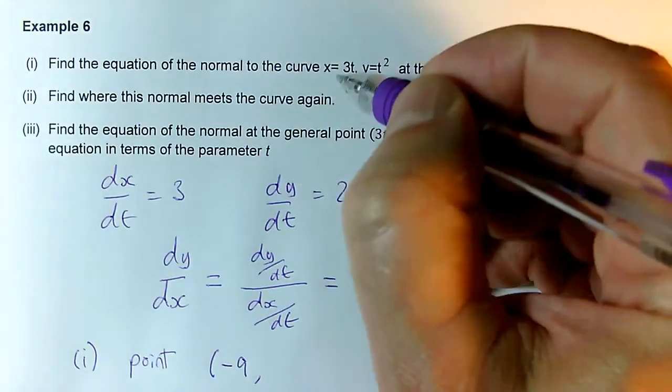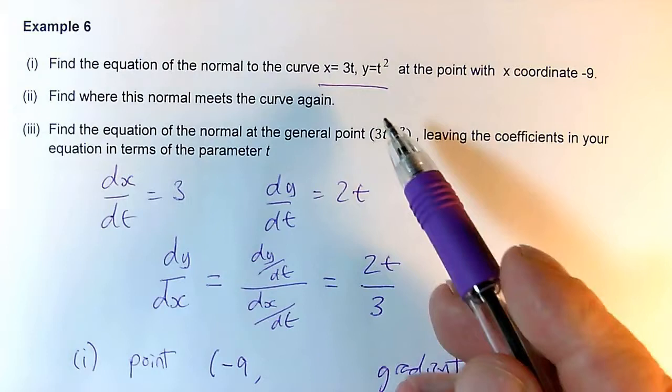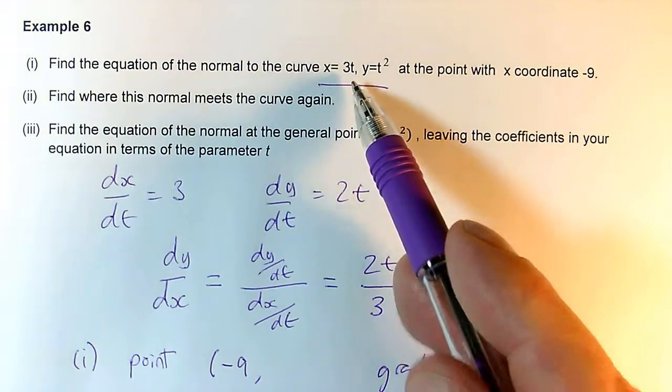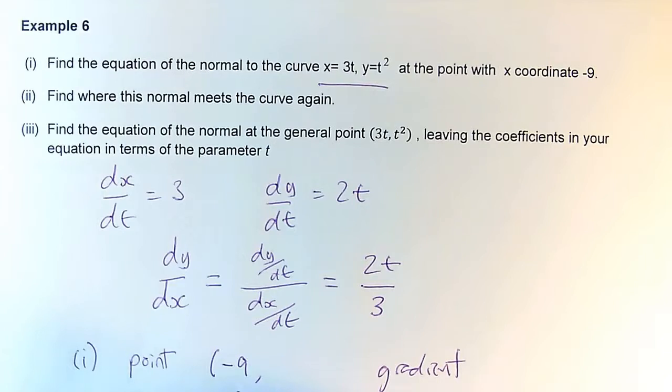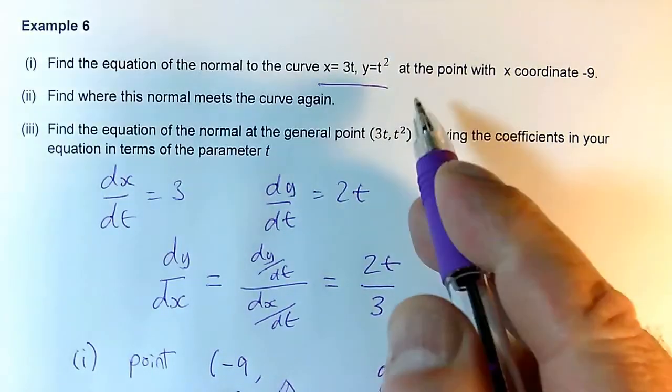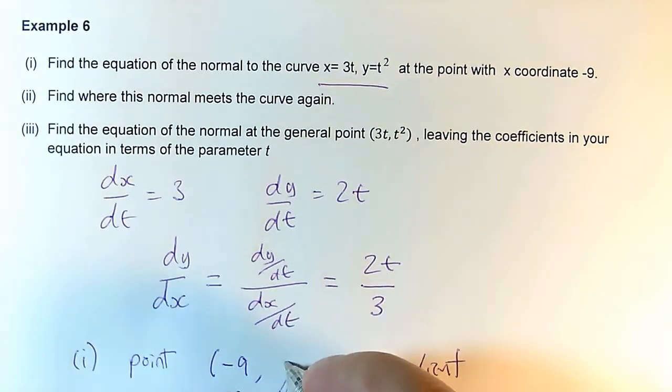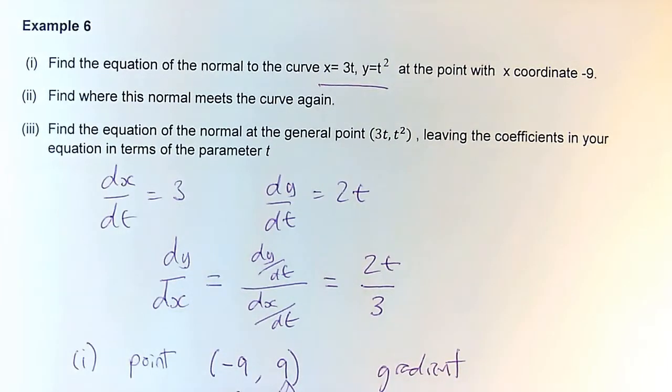So here's my equation of the curve, but it comes in these two parts. But knowing that x is 3t, if 3t is -9, that means that t must equal -3. So knowing that t is -3 is enough to work out y. y is t squared, -3 squared is 9. So the point is -9, 9.